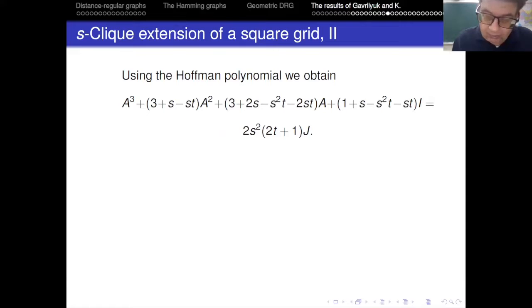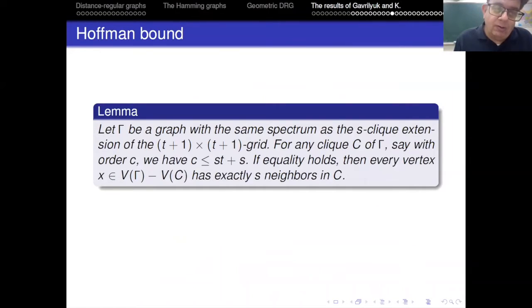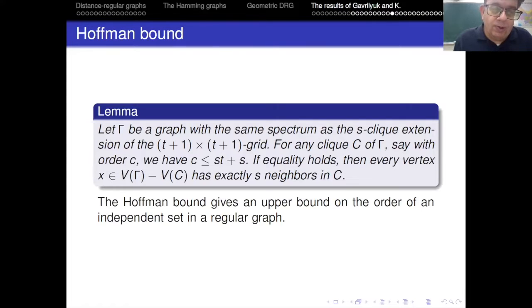It is not so difficult to see, and this implies that if you look at the third power of the adjacency matrix and you look at the xy entry, you have these three expressions. The first one is x is equal to y, the second one is x is adjacent to y, and the third one is x is not adjacent to y and x is not equal to y. And lambda is the number of common neighbors if they are adjacent, and mu if they are not. We have seen a Hoffman bound, so I'm not going to talk about this today.